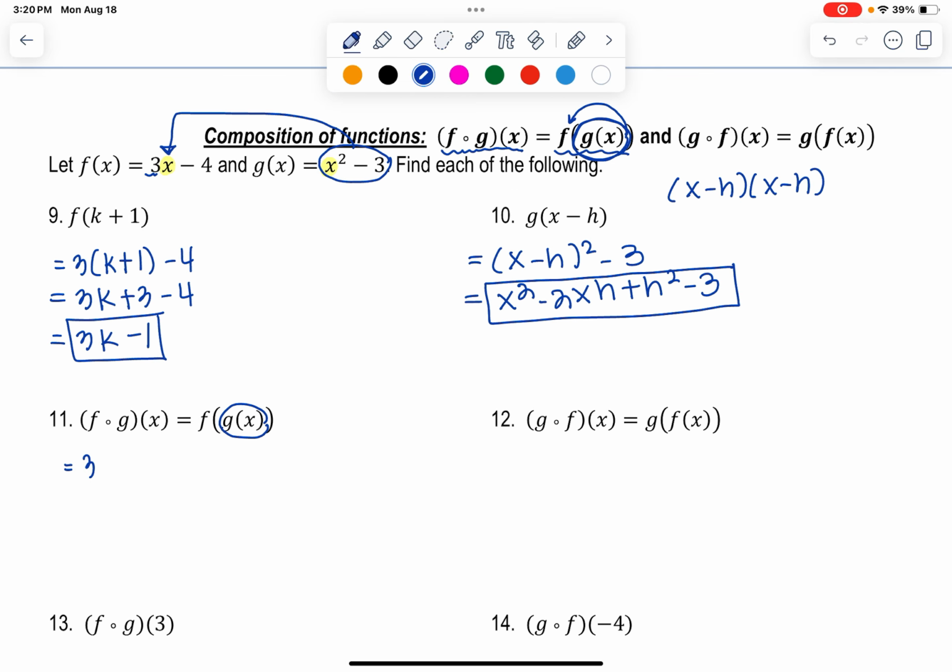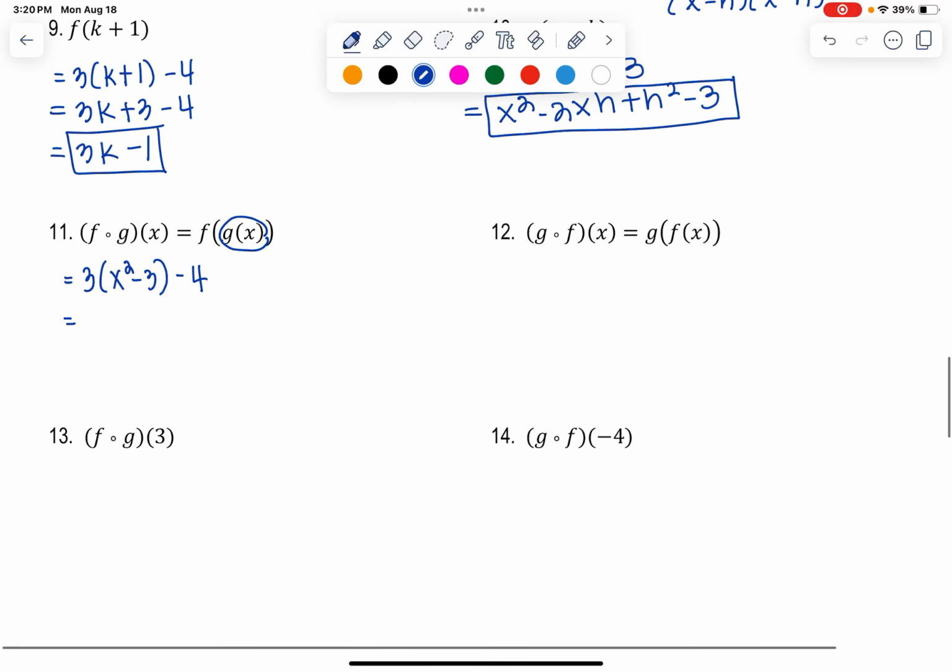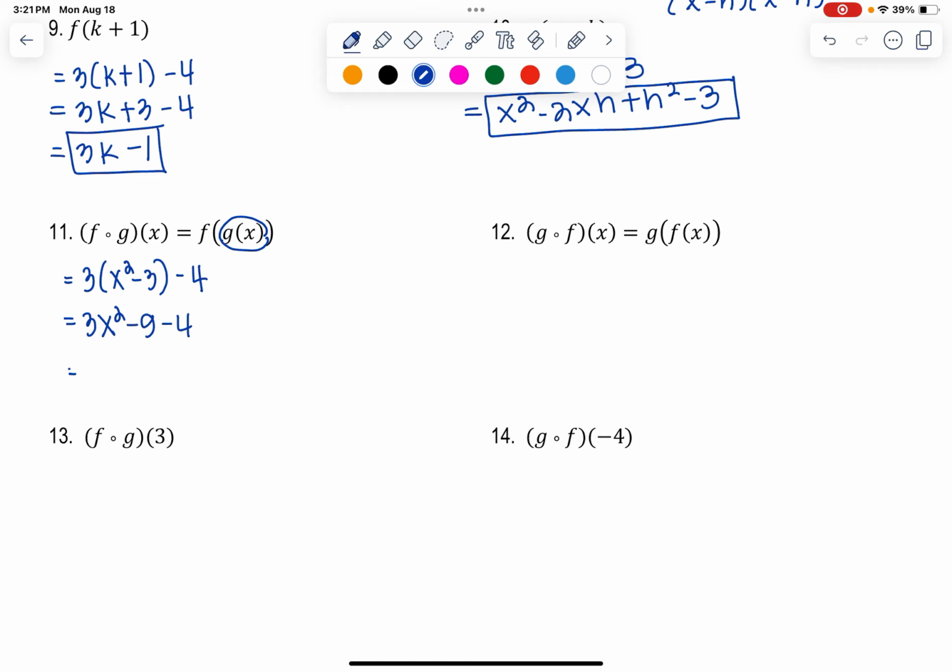So once again, we have that 3, x squared minus 3, close the parentheses, and then minus 4. Clean this up. 3x squared minus 9 minus 4. And then we have 3x squared minus 13. So that's f of g of x.